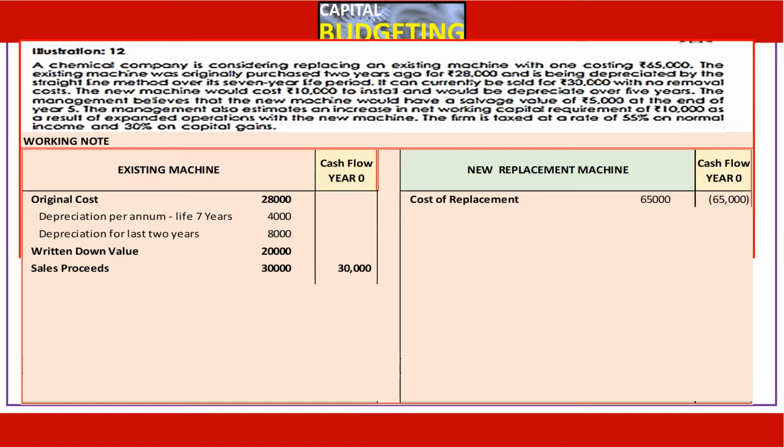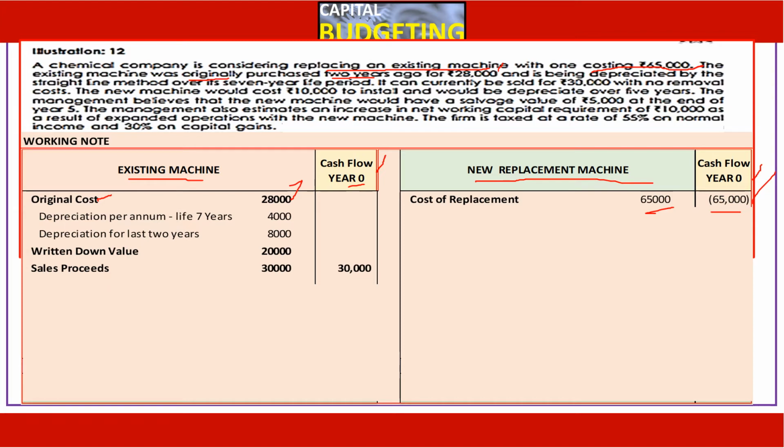We are looking into the problem under two broad heads: existing machine and new replacement machine, and cash flow at the beginning of the project, that is year 0. Let us take one by one. A chemical company is considering replacing an existing machine with one costing 65,000. We are showing an outflow of 65,000. The existing machine was originally purchased 2 years ago.